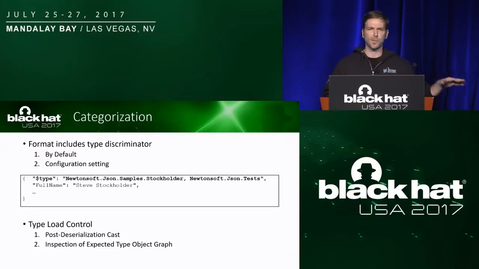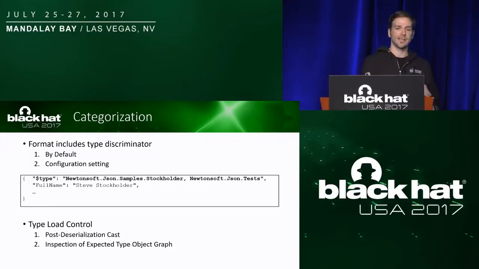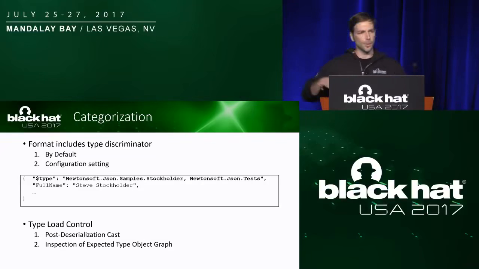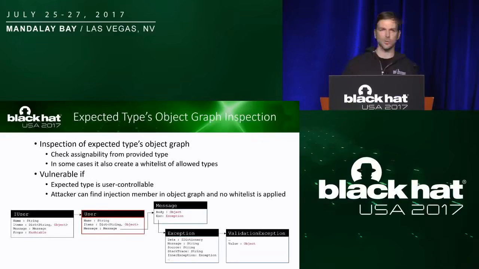And then the second factor is how they control which classes or which types are going to be instantiated during deserialization. Some libraries perform just a post-deserialization cast operation, which basically offers no protection at all, because by the time that you get the cast exception, the deserialization has completed and the payload has been executed, so you are already in trouble. And the other type control that most of the libraries do is perform what we call the inspection of the expected type object graph.